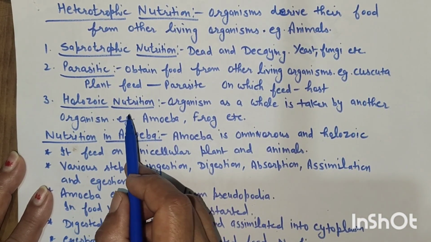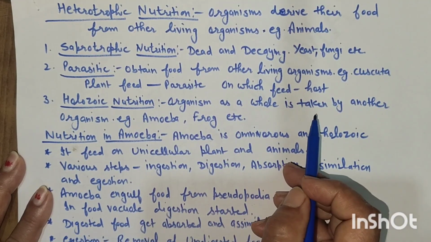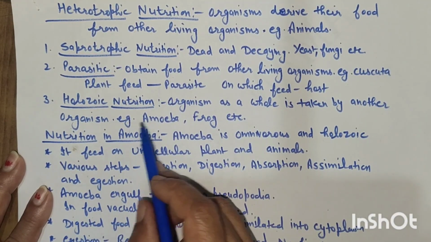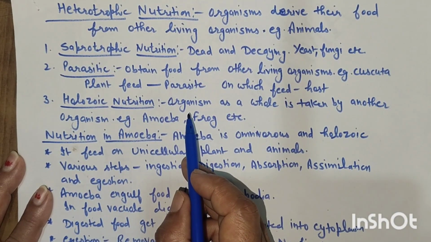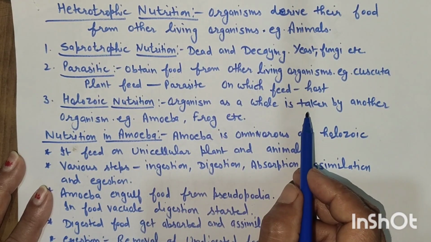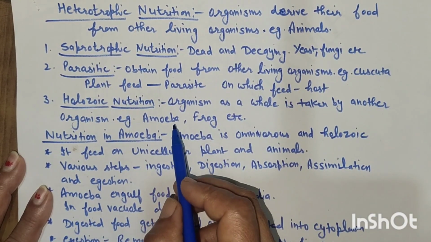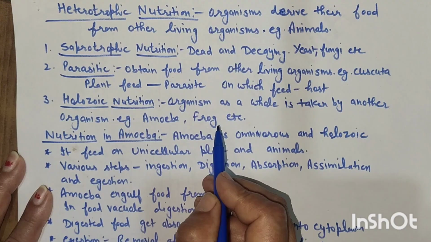Holozoic mode of nutrition. The organism is taken in as a whole by another organism. In this mode of nutrition, the whole animal is taken in by another organism, just like the amoeba and paramecium.